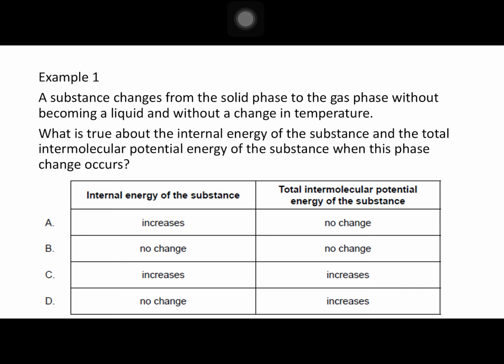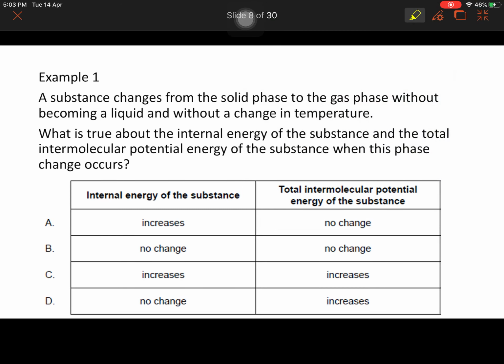Try example 1 out now. Pause over here and try it out. All right, so they tell us that a substance changes from solid phase to gas phase without a change in temperature. Now the minute I see solid to gas, what does this tell me? It means that there is a change in internal potential energy, right? Remember just now I told you that as a state changes from solid to liquid and from liquid to gas, the internal PE increases. So internal PE actually is increasing.